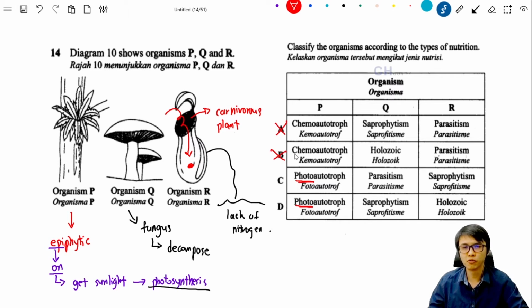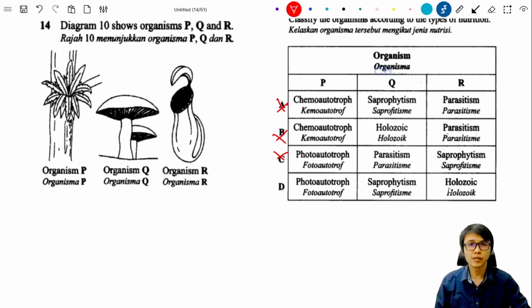A and B are removed. Q is the fungus. It decomposes other organisms to get the nutrients. We call this type of nutrition saprophytism. So parasitism is wrong, so we remove C. Now, what is holozoic? Holozoic nutrition means they digest other organisms to get the nutrients. So this answer should be D.